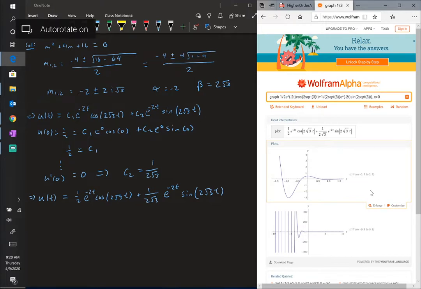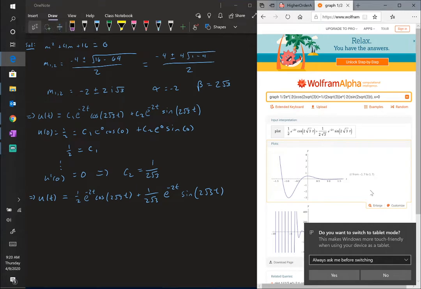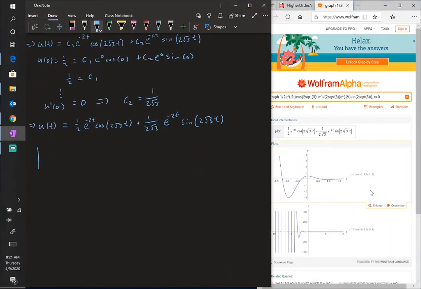So then, in an exaggerated sense, this is what our graph would look like. Very exaggerated. This is what we call an underdamped system. So it's damped, but it's not going straight to the equilibrium position. It's oscillating above and below the equilibrium position. So it's an underdamped system.